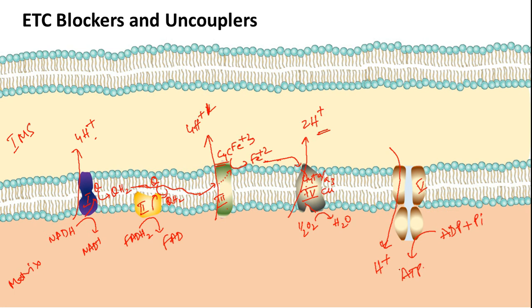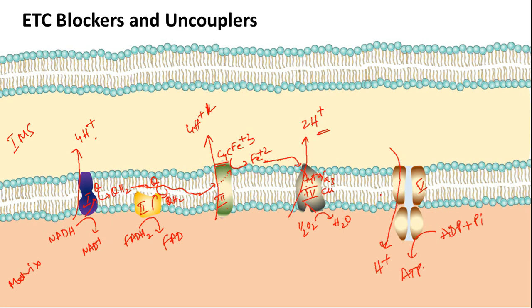This is what happens in the electron transport chain: it generates a proton gradient, and that proton gradient is coupled to the ATP synthesis process. This entire process is what we call the electron transport chain, and if it is coupled with phosphorylation, we call it oxidative phosphorylation.